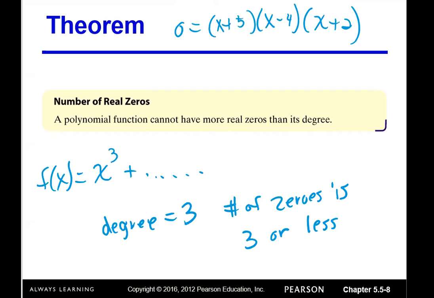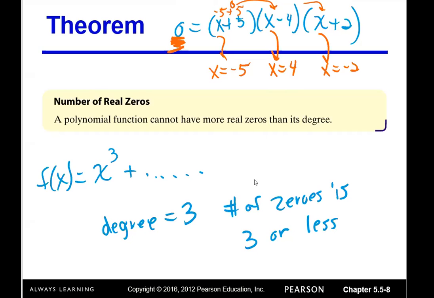I can see that my zeros are negative 5. This one would be positive 4. And this one would be negative 2. Those are my zeros, but they're also my x-intercepts, because if you stick in negative 5 right here, negative 5 plus 5 does give you 0. It causes this 0 here because 0 times whatever would be 0.